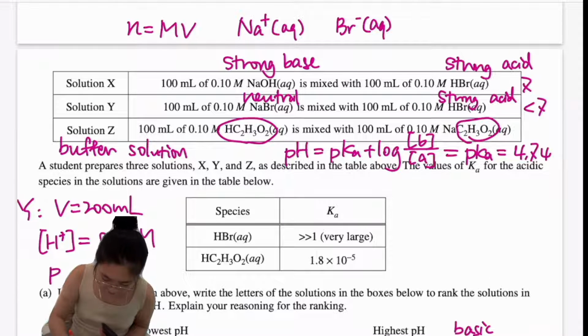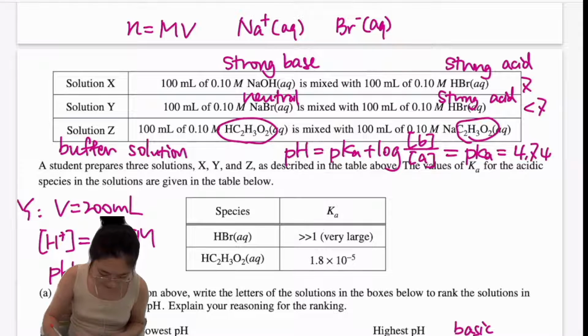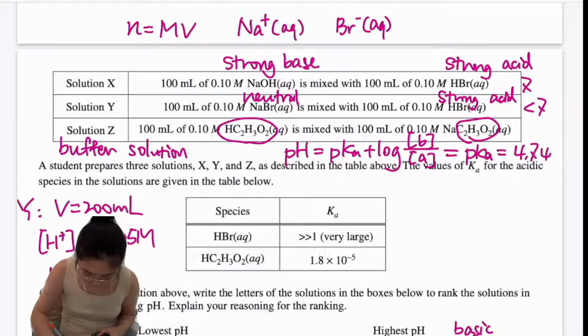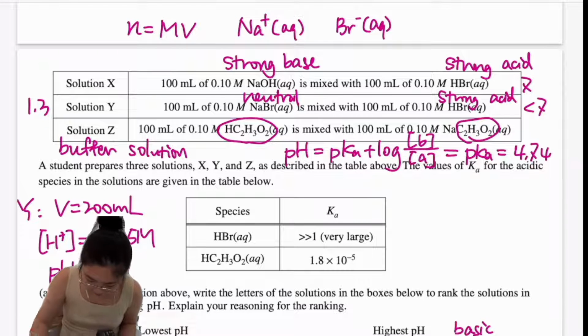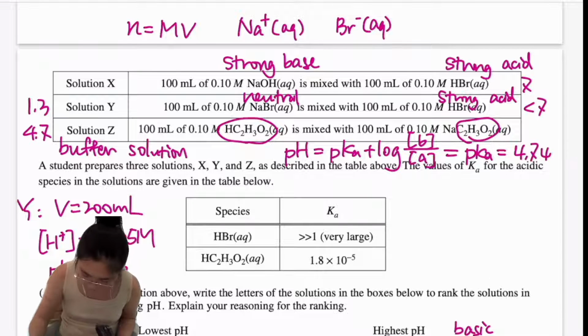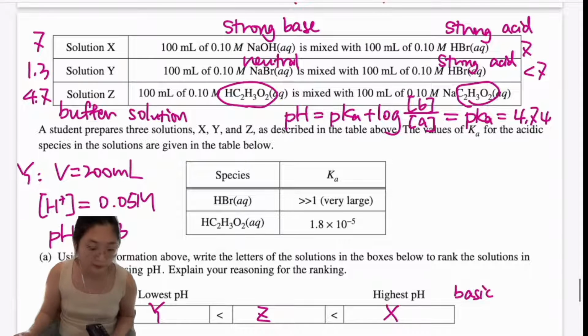And then using this information, I can calculate pH, which is negative log of the concentration of the proton. So this is equal to negative of log 0.05, which is 1.3. So solution Y has a pH of 1.3. Solution Z has a constant pH of 7.4. Solution X has a pH of 7. So the lowest pH value is solution Y, and then the medium one is solution Z, and then the highest pH is solution X.